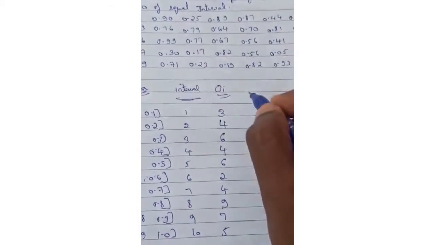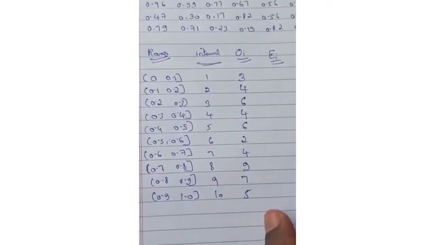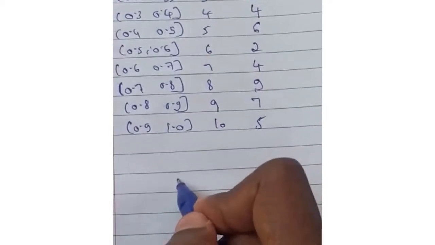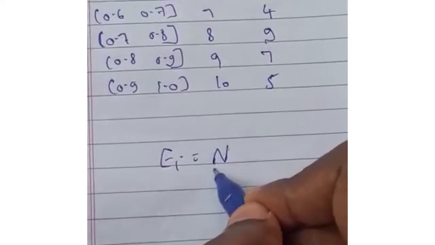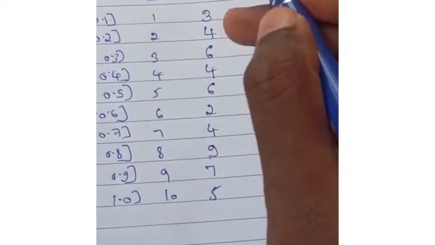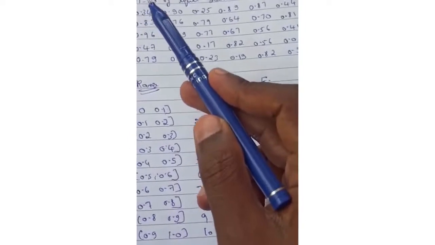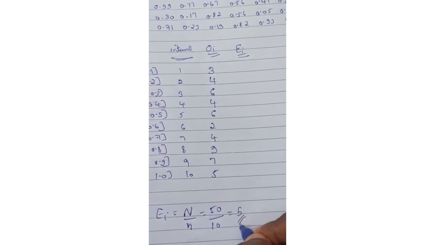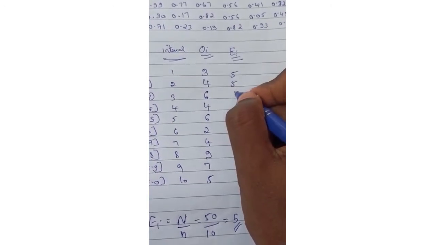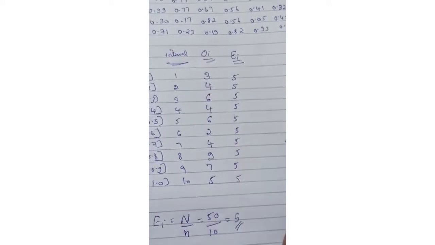Now let's go for EI. So what is EI? I'll write it down here. EI is nothing but capital N divided by small n. The capital N value is the number of values given, so there are 50 values and capital N is 50. And what is the small n value? It's already given in the question: n equal to 10 classes. So 50 by 10, I get 5. So all my EI values will be 5: 5, 5, 5, 5, 5, 5, 5, 5, 5 and 5.